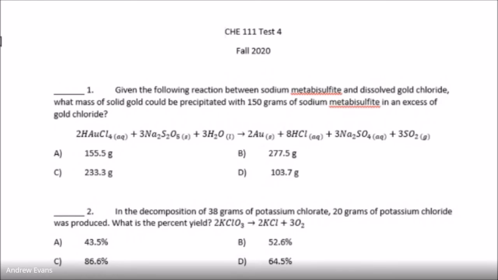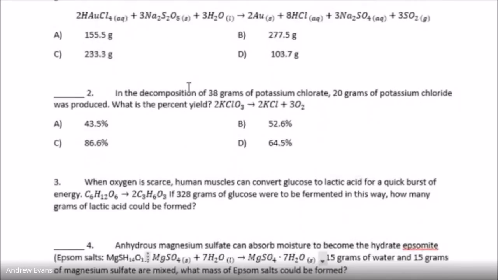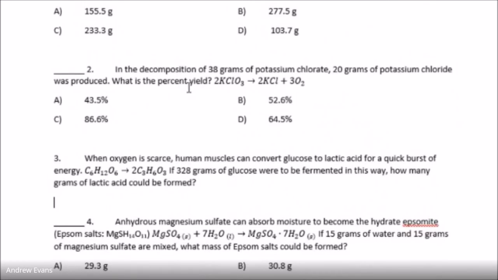The idea, so we have various multiple choice ones. We have grams to moles to grams. We have various ones. What is the percent yield? How many grams of lactic acid could be formed?